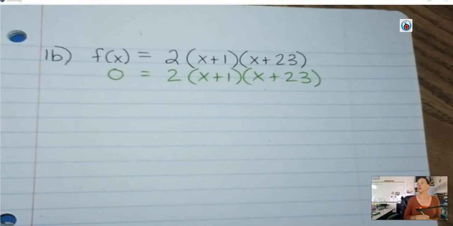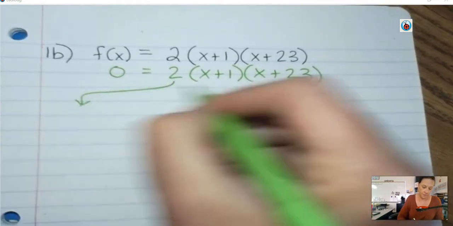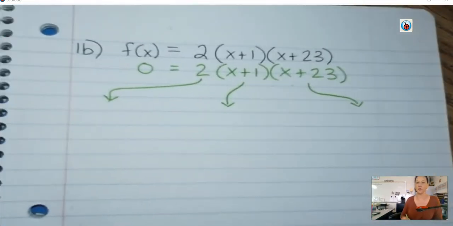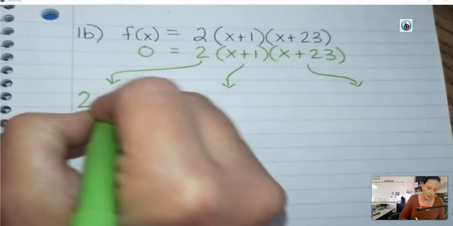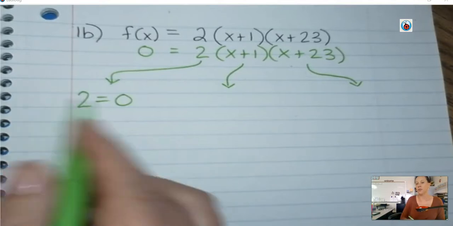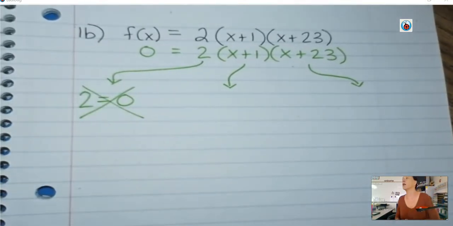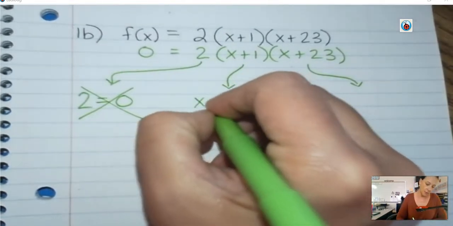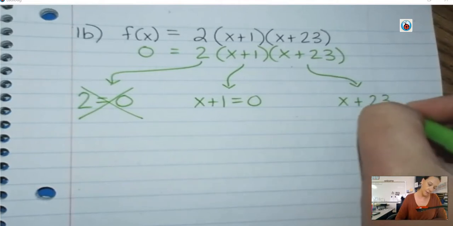You're going to take each one of those factors and make it equal to 0. There's 3 factors. There's a 2, then there's the x plus 1, and then the last factor is the x plus 23. So you're going to make each one equal to 0. So 2 equals 0. Does 2 equal 0? Is 2 the same as the number 0? No. So that answer just doesn't make sense, so just cross it off, because there's nothing to do with that part. Okay, then we can do the x plus 1 equals 0, and then we can do the x plus 23 equals 0.